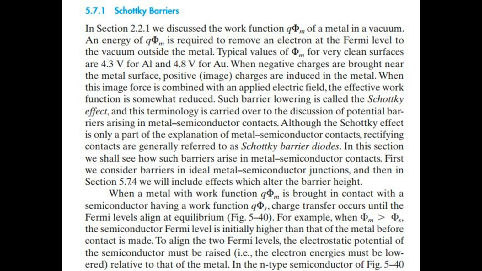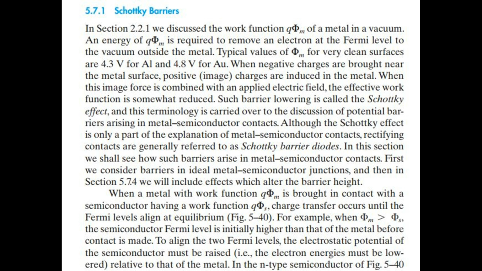First we consider barriers in ideal metal-semiconductor junctions, and then in section 5.7.4 we will include effects which alter the barrier height. When a metal with work function Φm is brought in contact with a semiconductor having a work function Φs, charge transfer occurs until the Fermi levels align at equilibrium, Fig 5.40. For example, when Φm > Φs, the semiconductor Fermi level is initially higher than that of the metal before contact is made. To align the two Fermi levels, the electrostatic potential of the semiconductor must be raised, i.e., the electron energies must be lowered, relative to that of the metal.